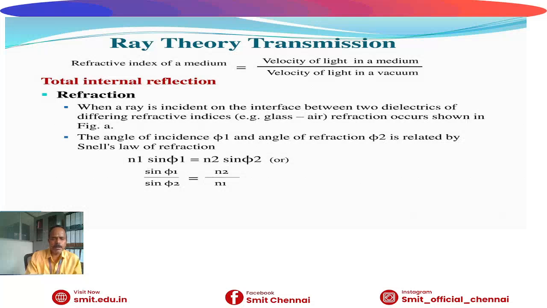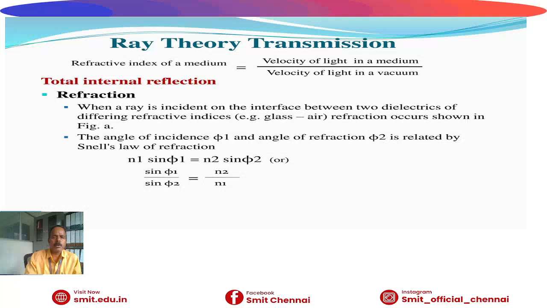N1 is the refractive index of the primary medium, that is core 1. Phi 1 is nothing but the incident angle. N2 is the refractive index of medium 2. Phi 2 is the refractive angle in core 2. So this relationship gives the basic concept of total internal reflection.